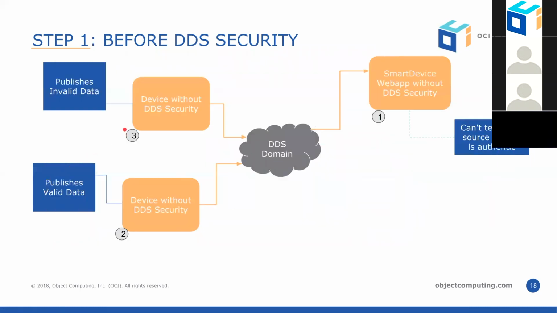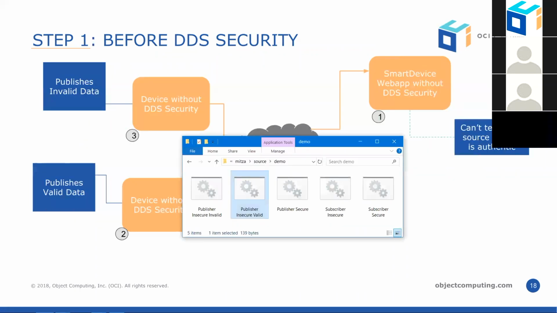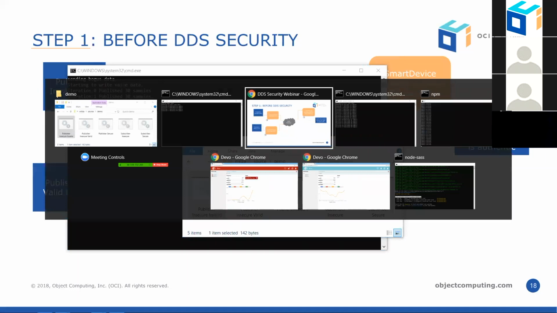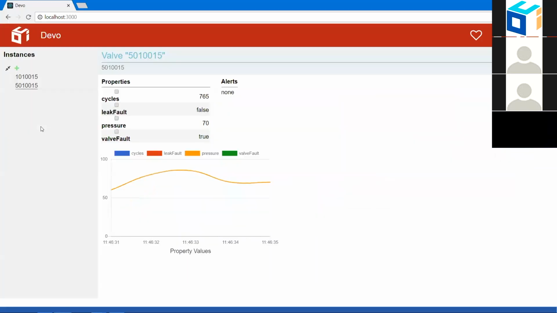Then, as we see in step three here, this device is going to publish invalid data. This stands for the malicious application on the network that's going to have us believe that something is occurring in the real world with these sensors that's not actually happening. So let's see what this looks like in the web view.